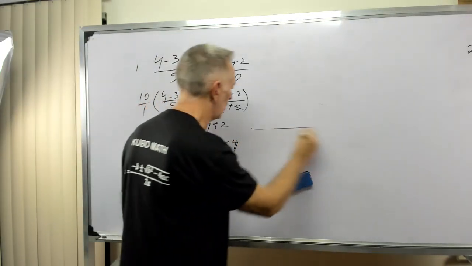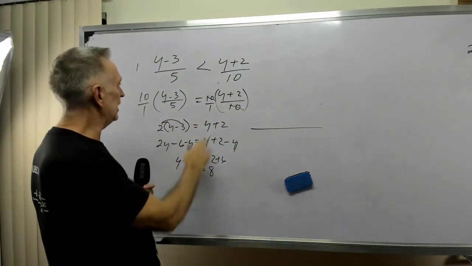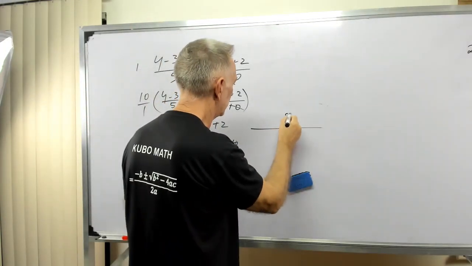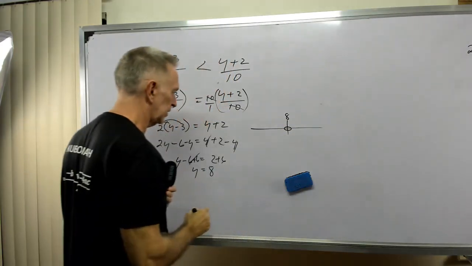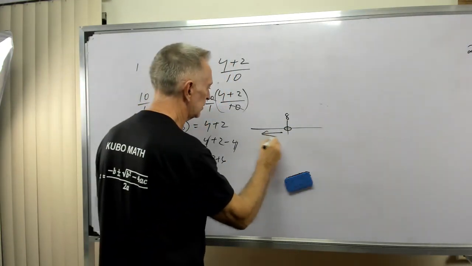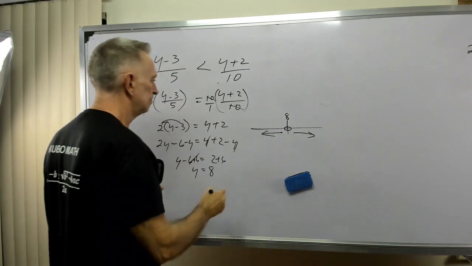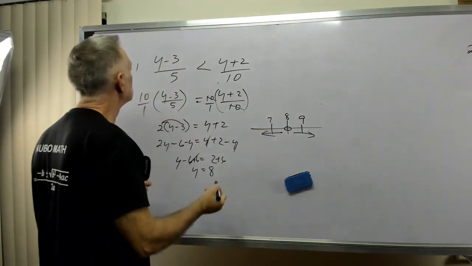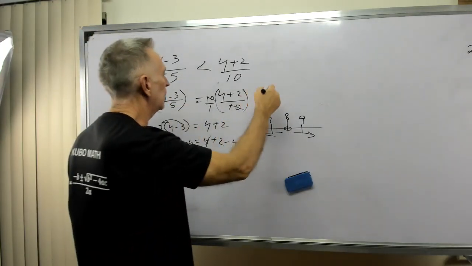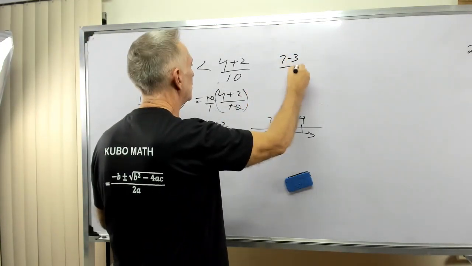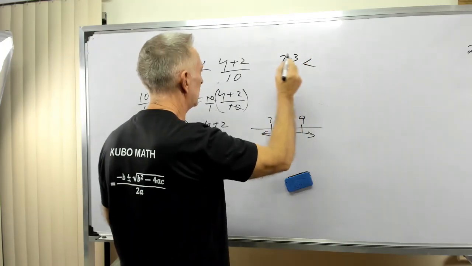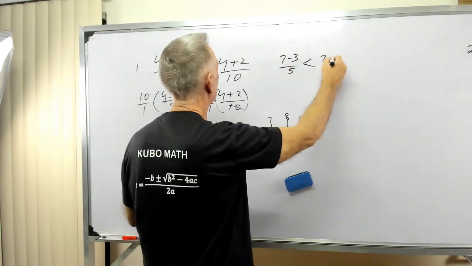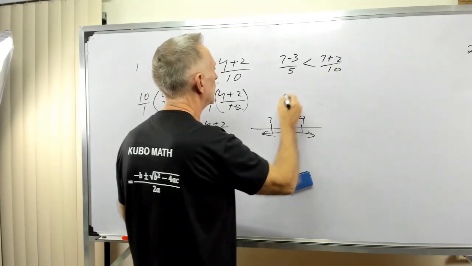All right, so here we are, we have a number line. Now it can't equal 8 because it's an inequality. So here we are at 8. Can't touch 8, but I can either be less than or greater than 8. So let's just say 7 and 9. Okay, so let's plug that in. We have 7 minus 3 over 5 should be hopefully less than, maybe not, 7 plus 2 over 10.